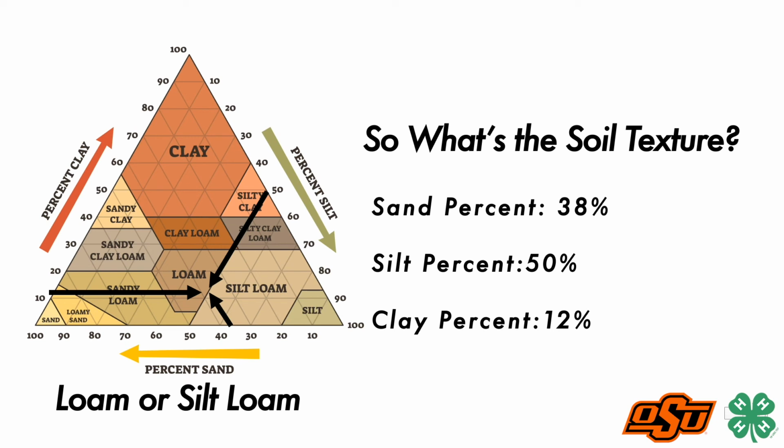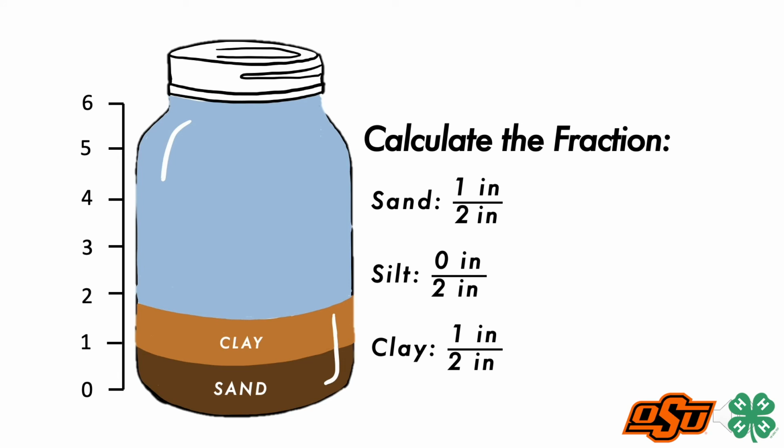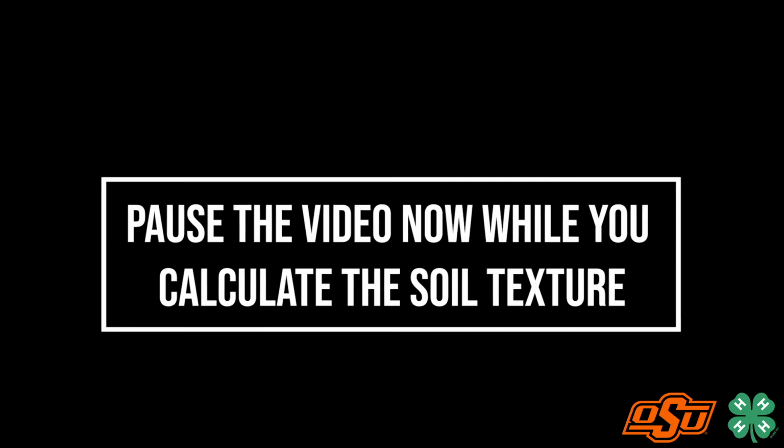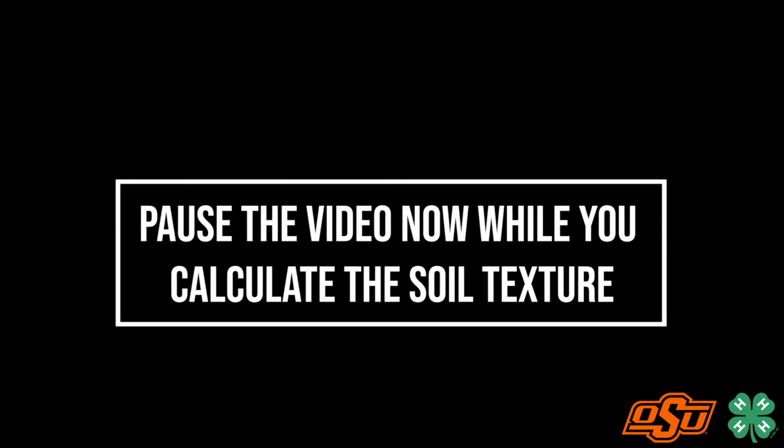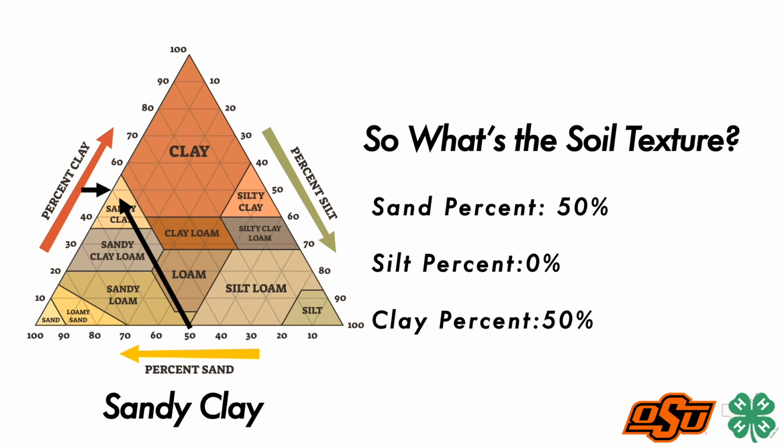Using the measurements provided, go ahead and complete the third example on your own. As I'm sure you've noticed, this example has no silt content. So for this soil texture, you should have gotten sandy clay.